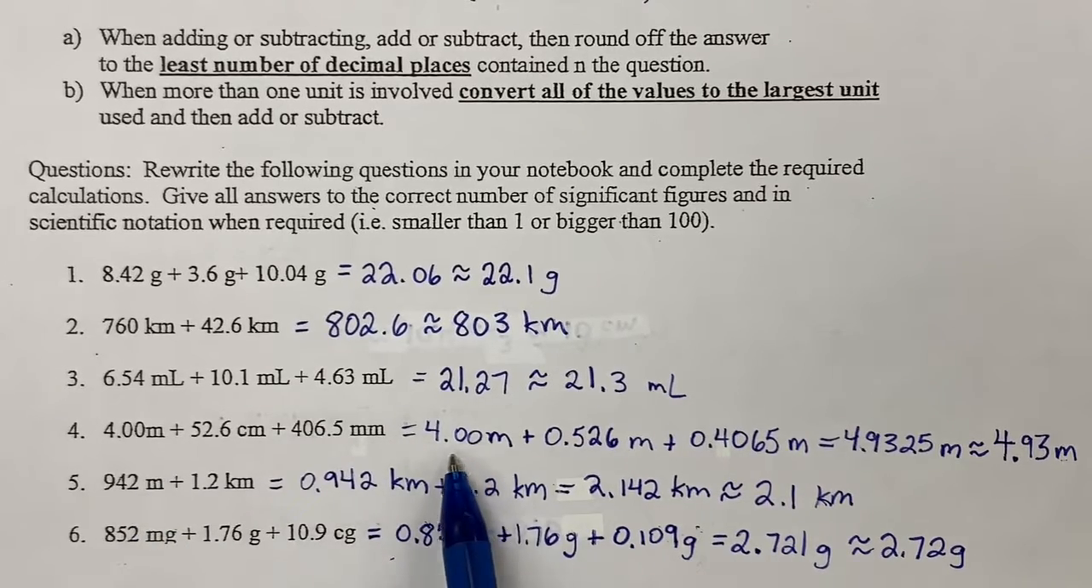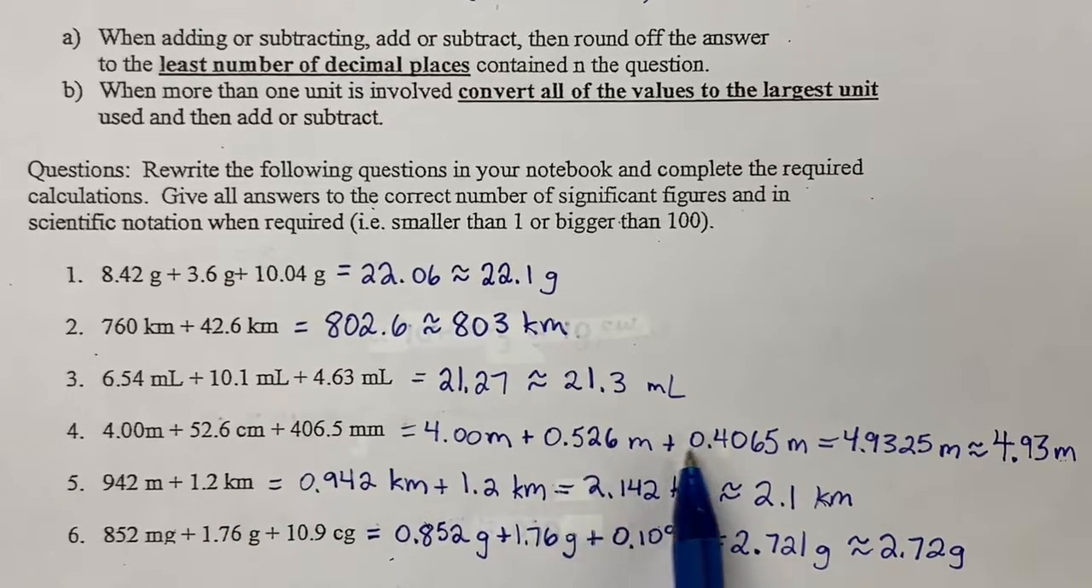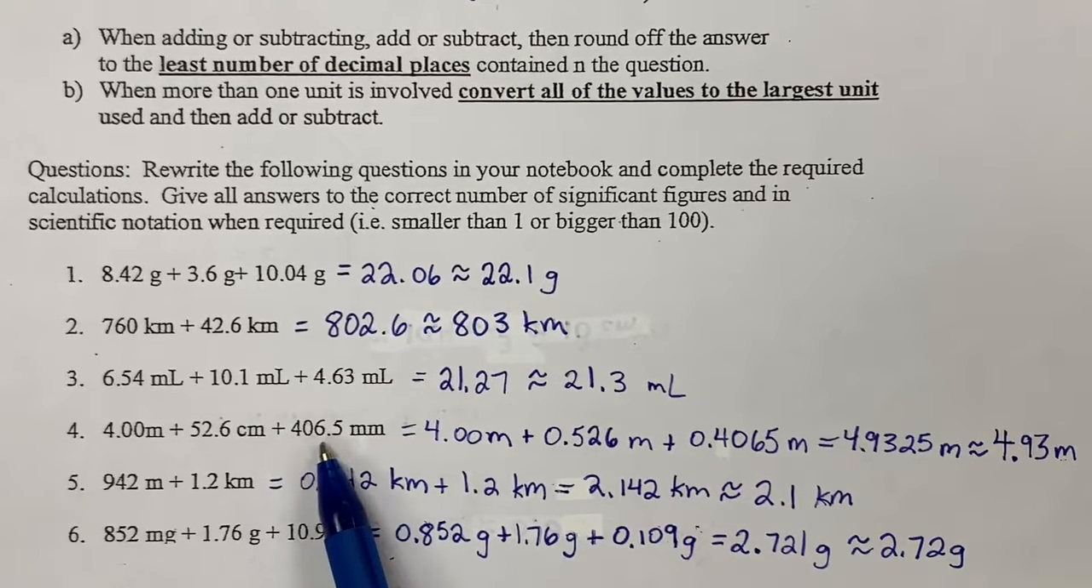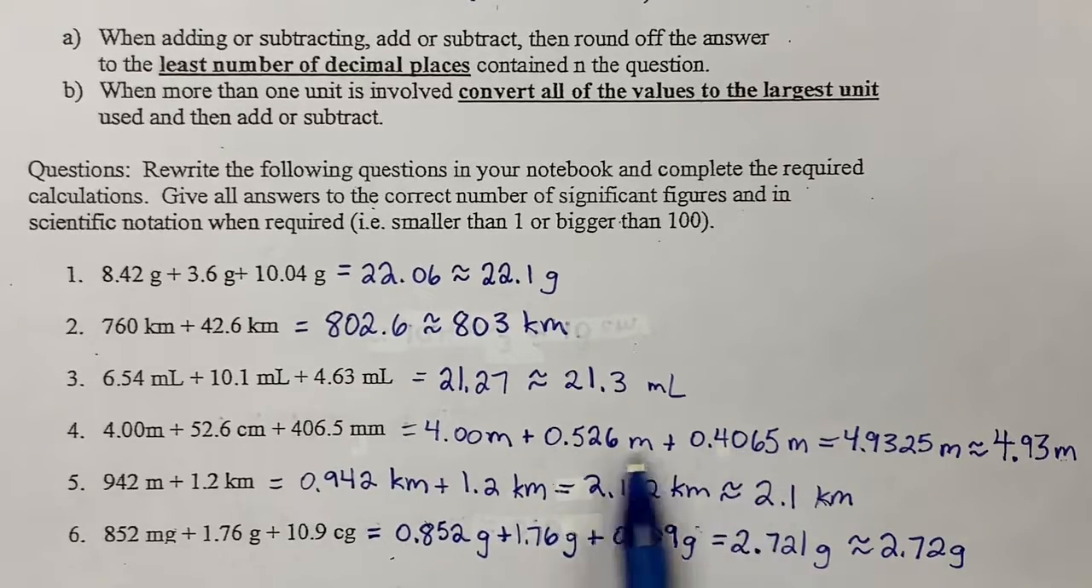So my first step is, well, just keep it as 4.00 meters. Change the second term to meters, so it becomes 0.526. And this number divided by 1,000 gives me 0.4065 meters. Now I'm ready to look at these 3 values and think about, okay, which one has the least number of decimal places? Here we have 2, here we have 3, and here we have 4 decimal places. So take the least number, we need to round it to 2 decimal places, so here we have to the nearest hundredth.